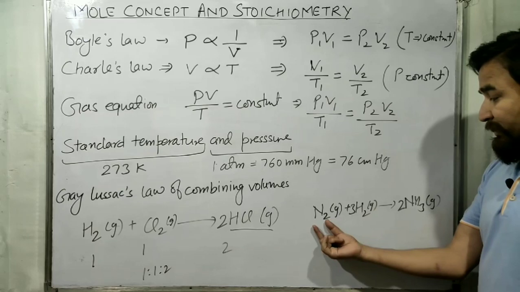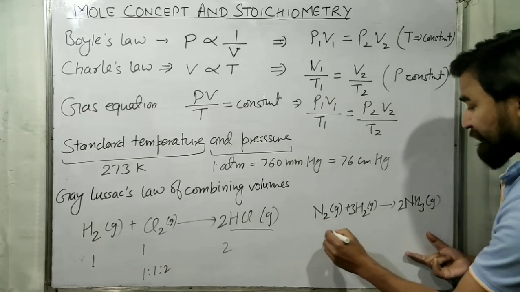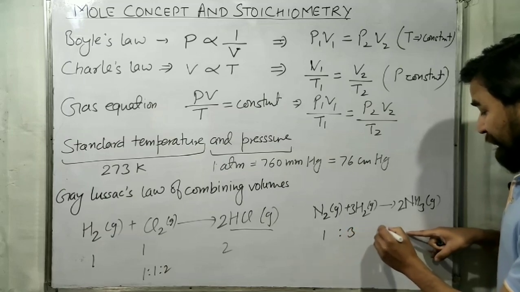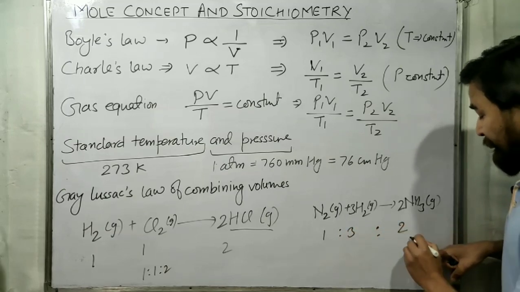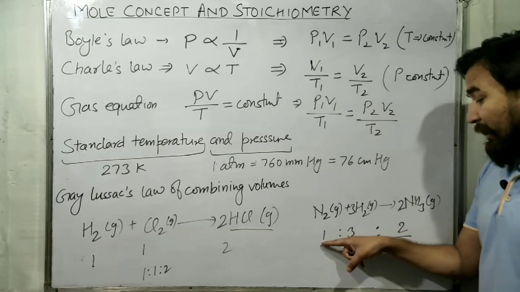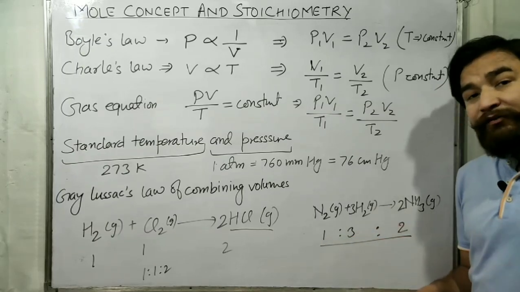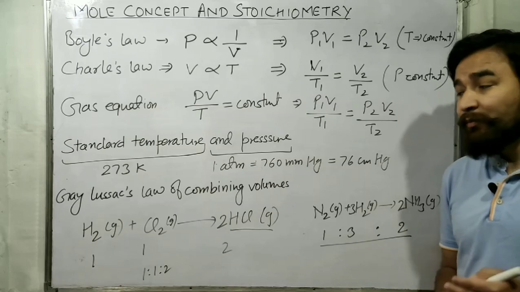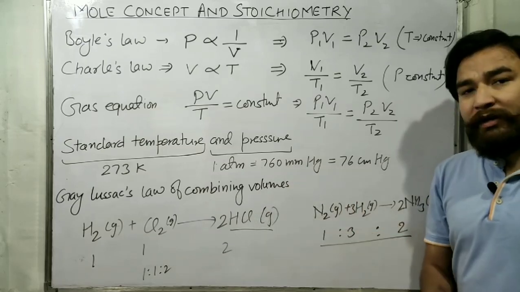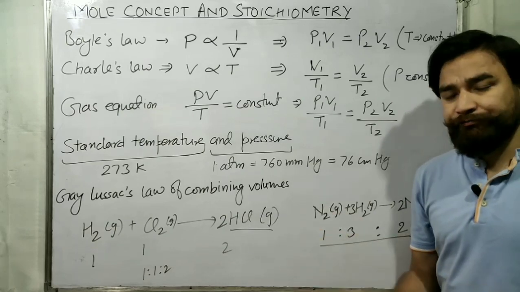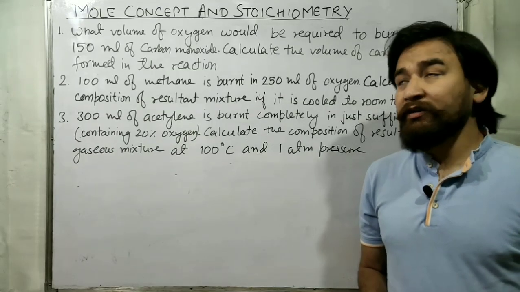So what is the ratio of nitrogen, hydrogen and ammonia? That is 1 volume of nitrogen to 3 volumes of hydrogen to 2 volumes of ammonia. So this is how you can use Gay-Lussac's law in different chemical equations. So hope you have understood this law. Now we will do some numericals on the basis of this law. So let's see the first question.